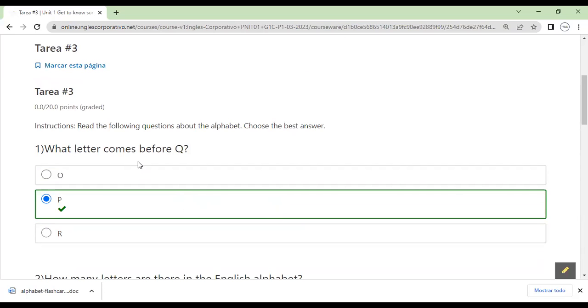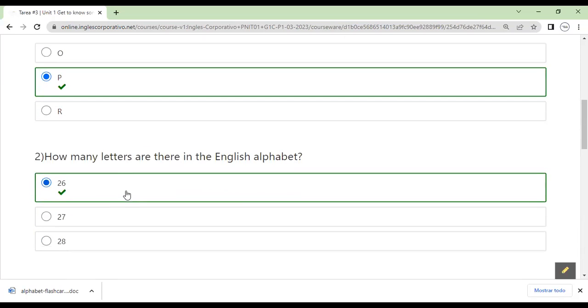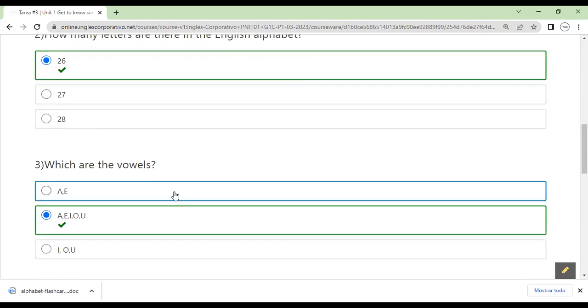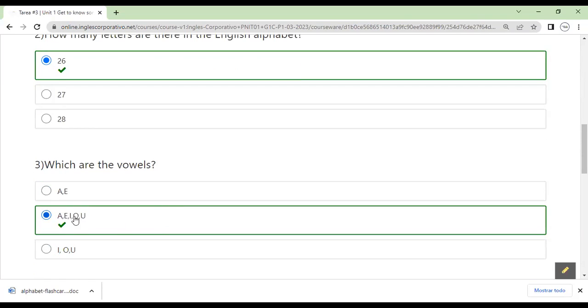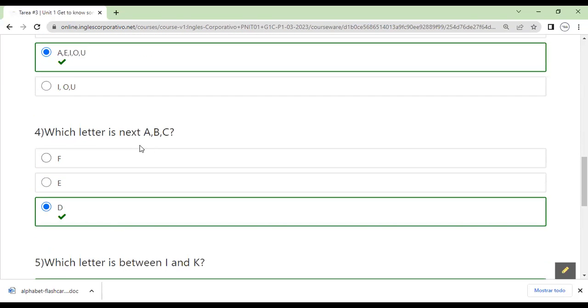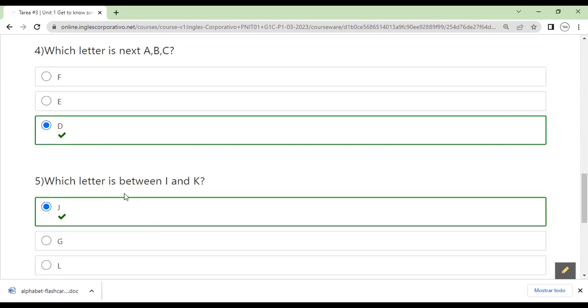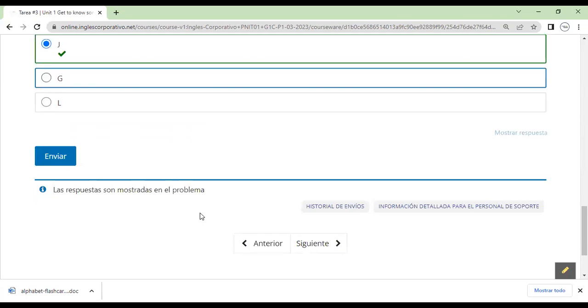What letter comes before Q? You know that's P. How many letters are there in the English alphabet? 26. Which are the vowels? A, E, I, O, U. Which letter is next? A, B, C? D. Which letter is between I and K? J. And that's it, right?